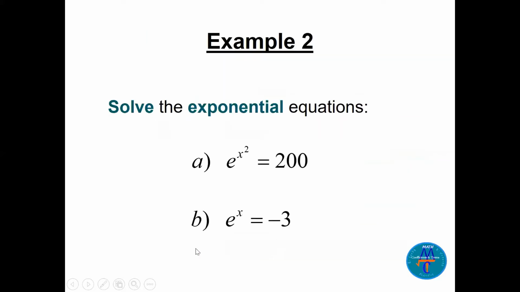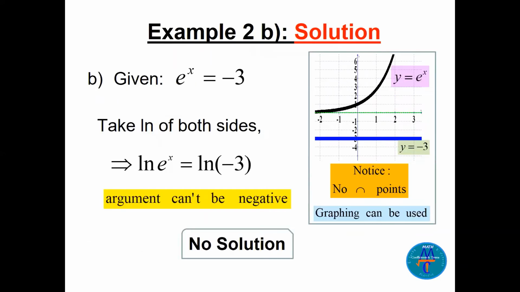Now the second one, you can take a minute to try. e to the power x is equal to minus 3. See, here the base is e, and here the number is minus 3. We cannot make the same base, but we can take ln. Now what happens in this one is, if we take ln of both sides, we get ln of a negative argument. ln of minus 3 is undefined. There is no value. Even if you try this in the calculator, ln of minus 3 will be undefined. So here we can directly say no solution.